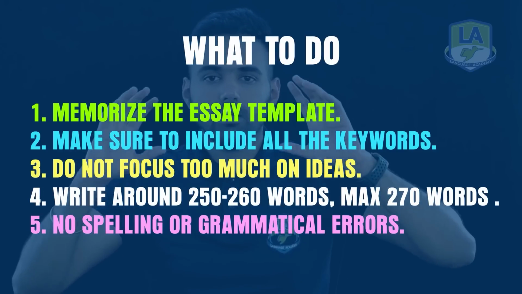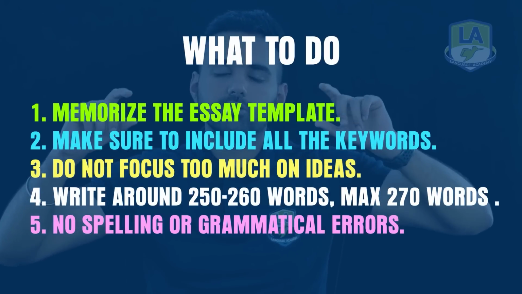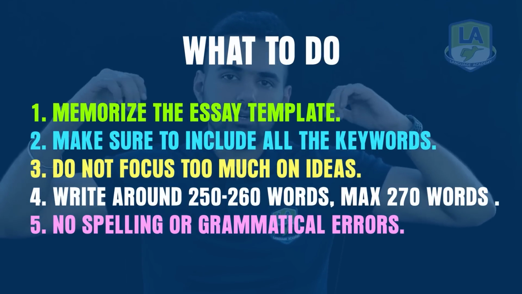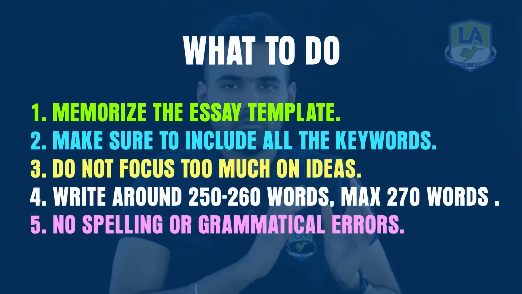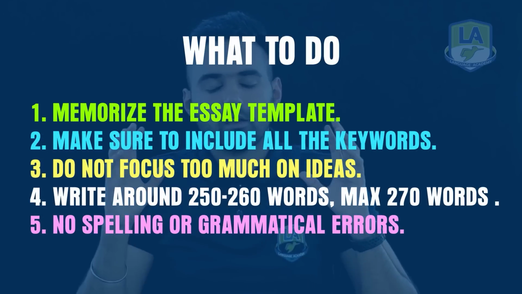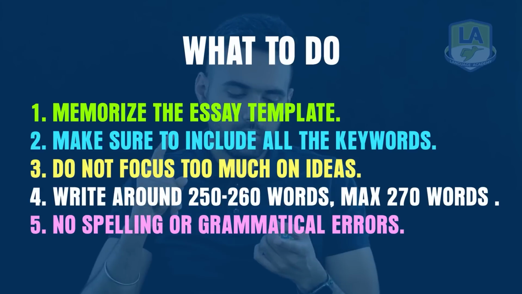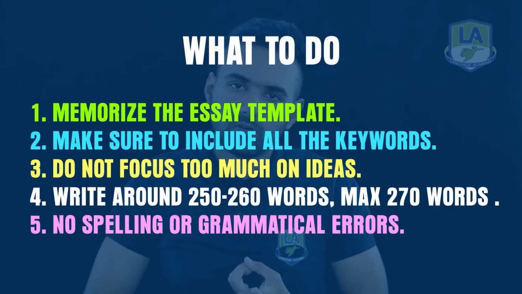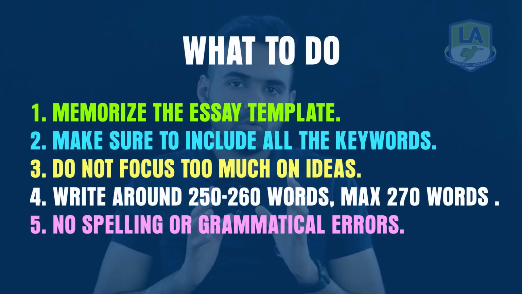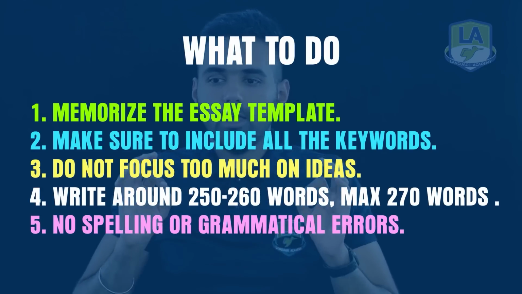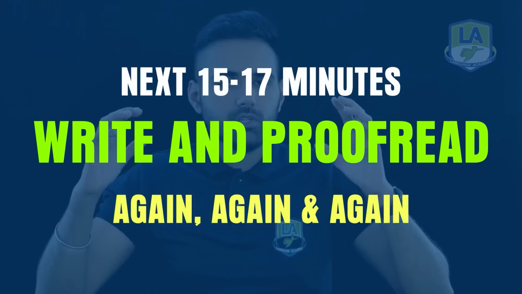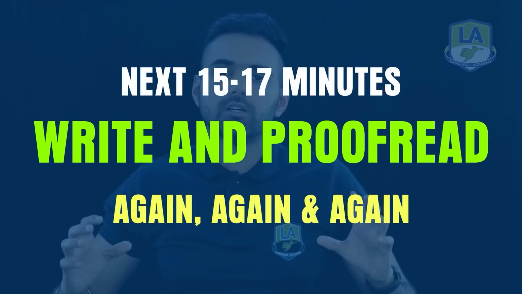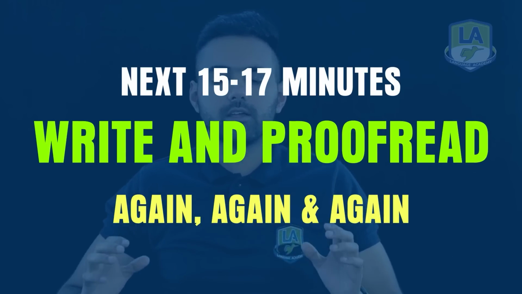What you need to do, memorize the essay template. Make sure you include main and, if possible, all keywords from the essay topic in your answer, and do not focus too much on ideas, right? That is all you need to follow. Write around 250, 260, maximum 270 words, and make sure there are no spelling errors and grammar errors. First 30 seconds, read the essay topic and understand. Next 15 to 17 minutes, write, and make sure you proofread again and again and again. You need to satisfy the marking criteria.